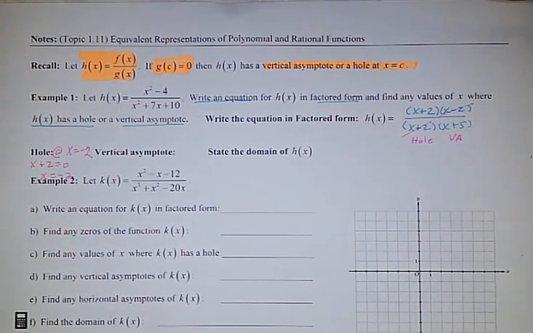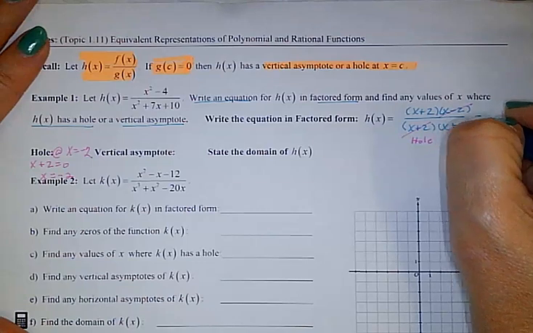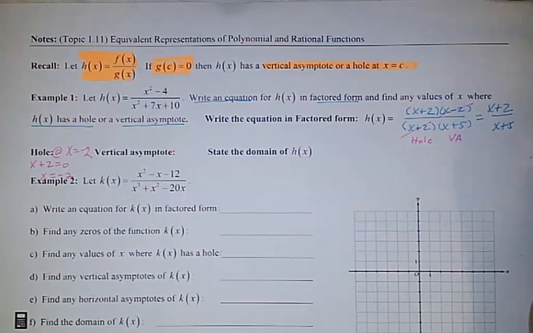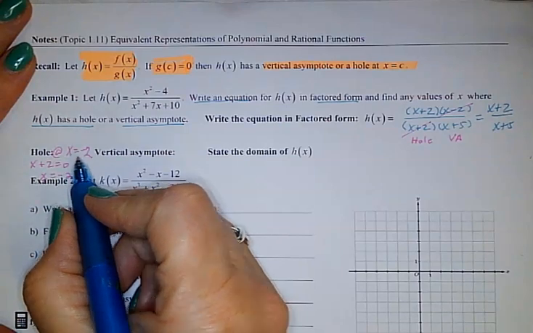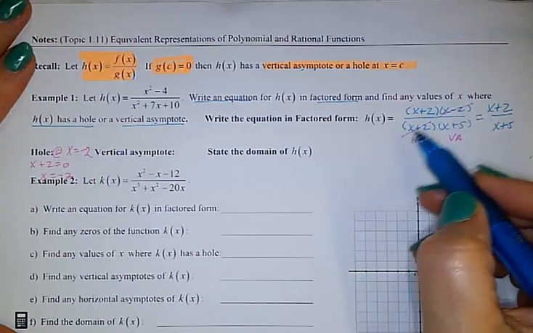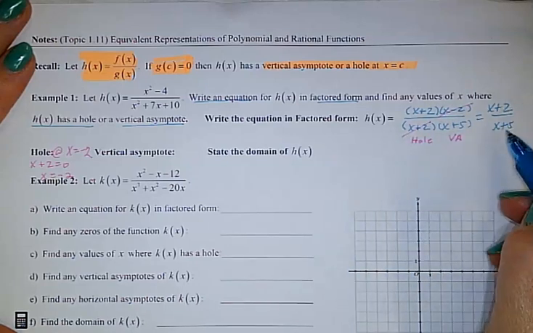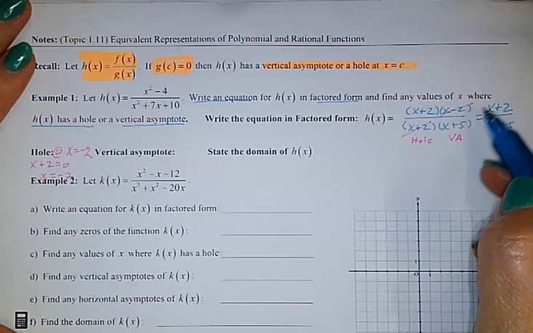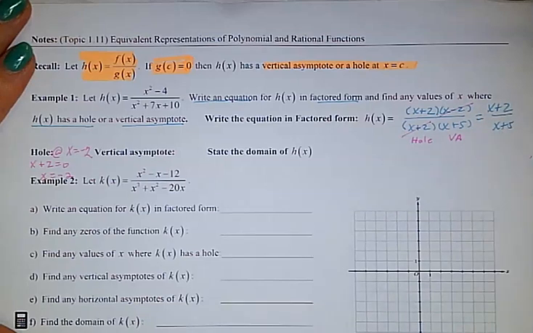If we wanted to find the location of the hole, then we would finish our problem out right here, and we would say the simplified version is x plus 2 over x plus 5. And then we can plug this value back into this simplified expression, because at this point, this discontinuity, this hole, has been removed. So now there is no hole in the simplified version. And so we could locate the actual coordinate of the hole by finding the y value when we plug the x value into the expression. But we're going to stop right now at just what x value it is occurring at.